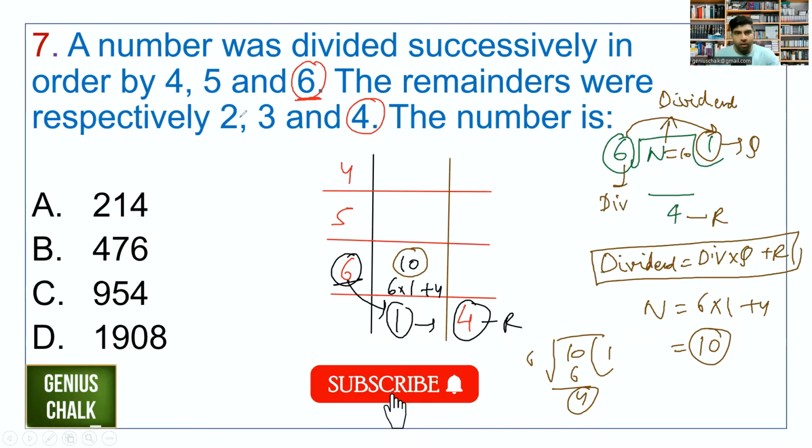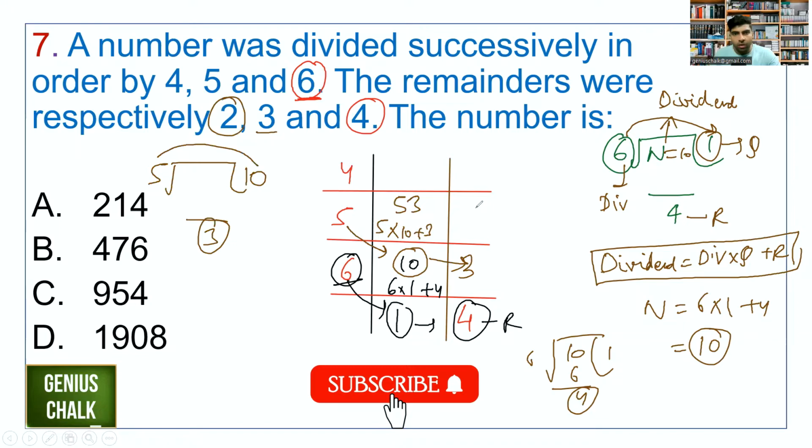And for 5, the remainder is 3. So write 3 here. Now 5 is the divisor, this 10 is the quotient, and the remainder is 3. So can I say 5 into 10, 50 plus 3? So this has to be 5, this into this plus the remainder. So 5 into 10 plus 3, and that has to be 53. I hope this is clear. What is the remainder? It is 2 when we divide by 4.